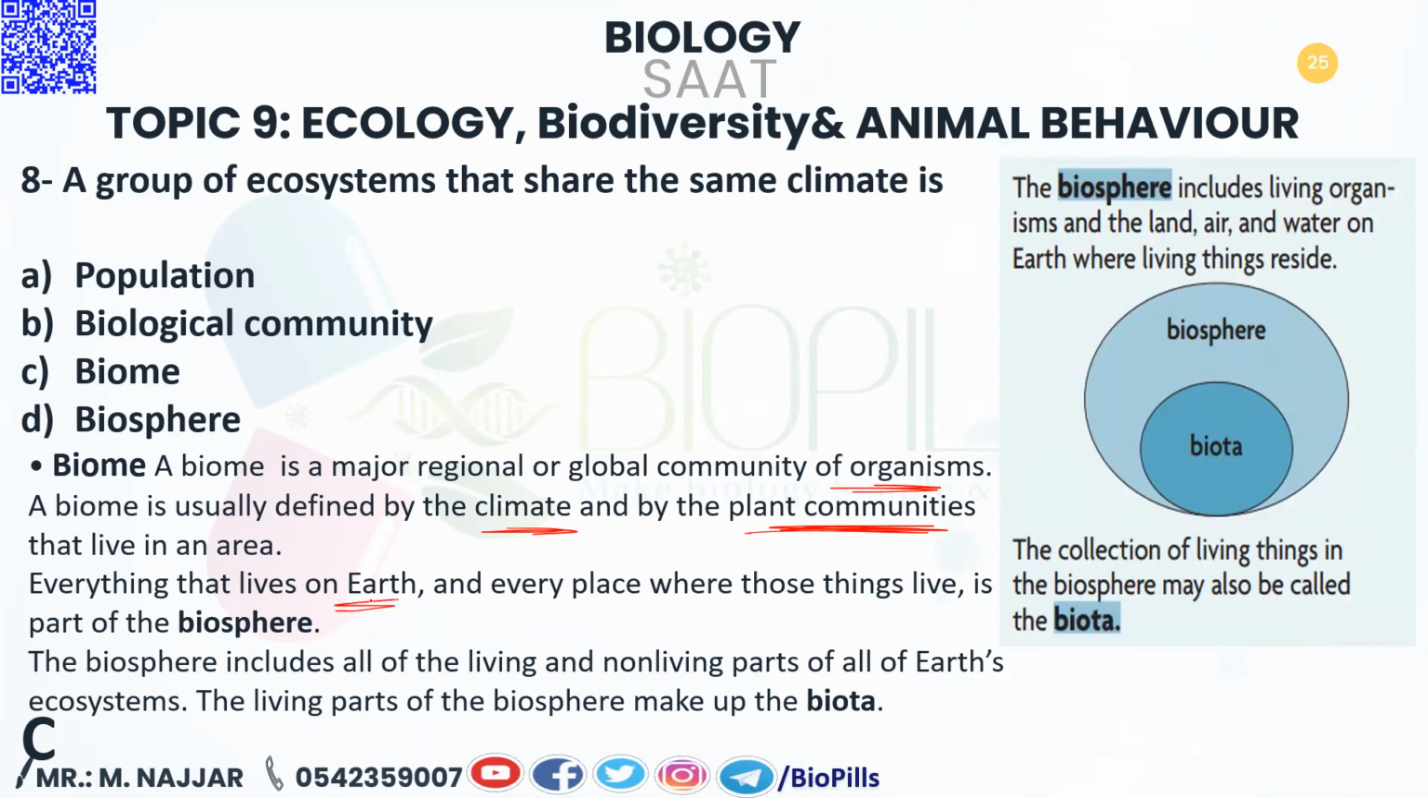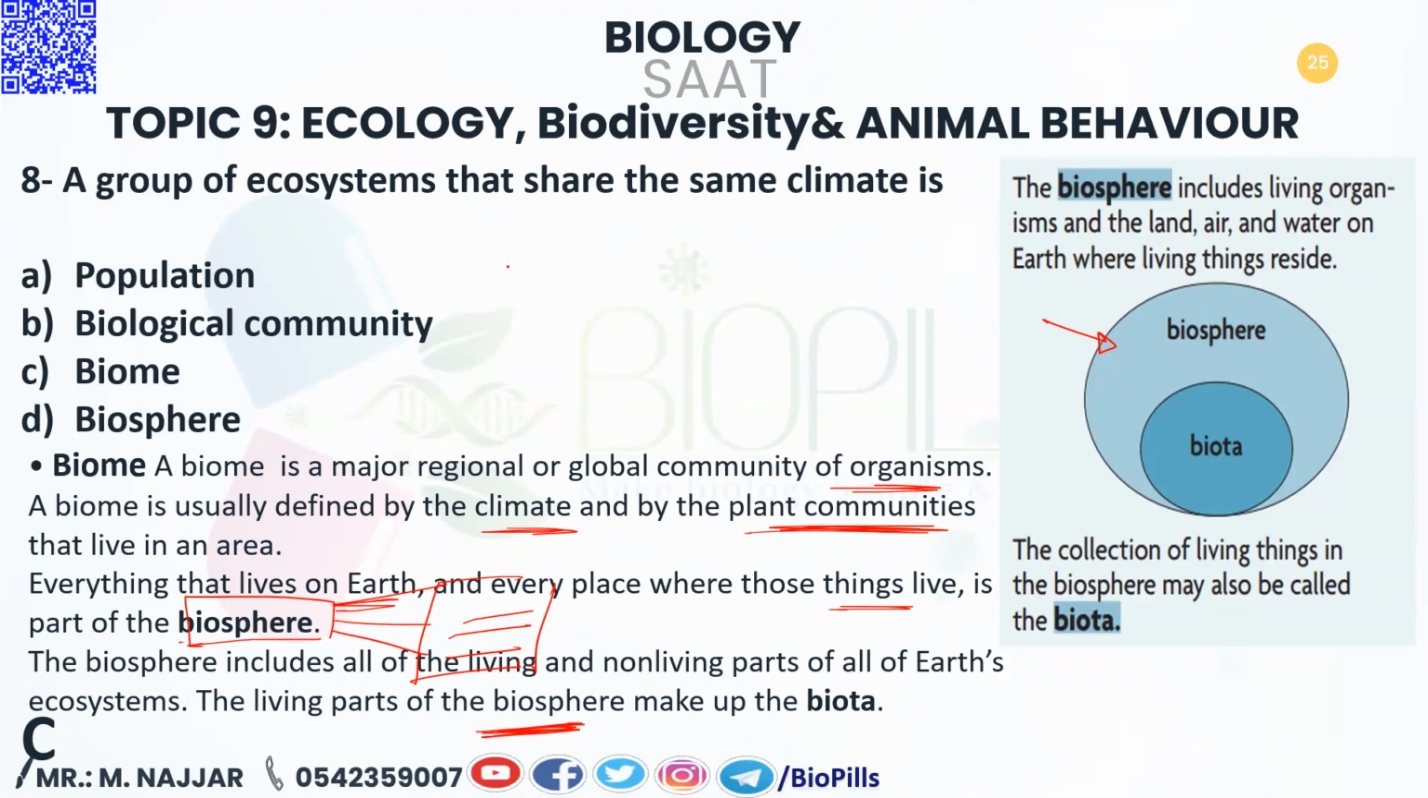Everything that lives on Earth, and every place where a living thing exists, is considered part of the biosphere. The biosphere is much larger because it has everything else that has living things. The biosphere includes all of the living and non-living parts of the earth, of all the earth's ecosystems. The living parts of the biosphere are considered the biota. So the whole is the biosphere, or the organisms and the land, air, and water. So all of the earth's systems.